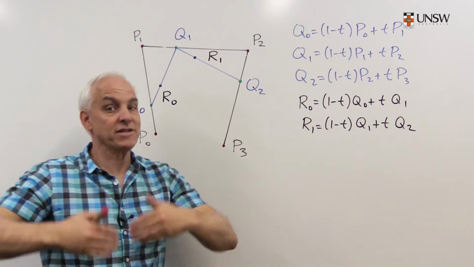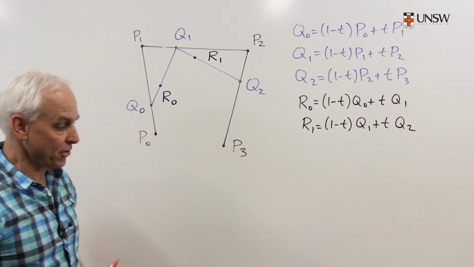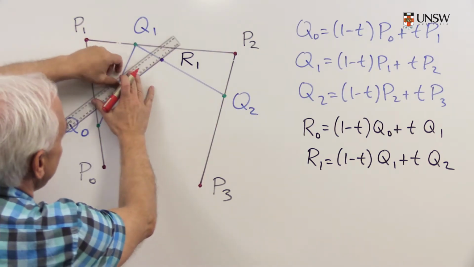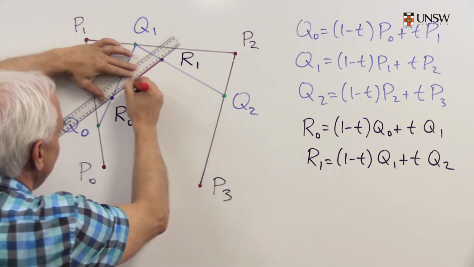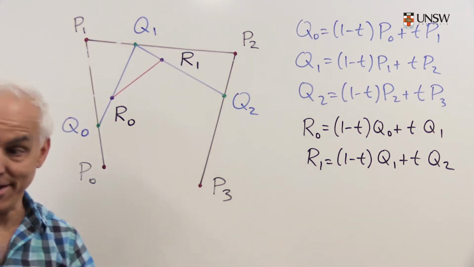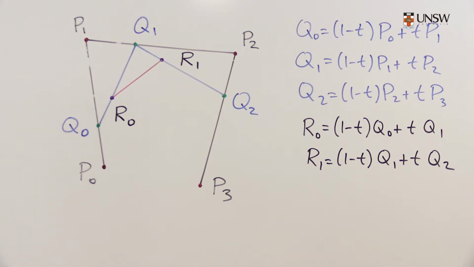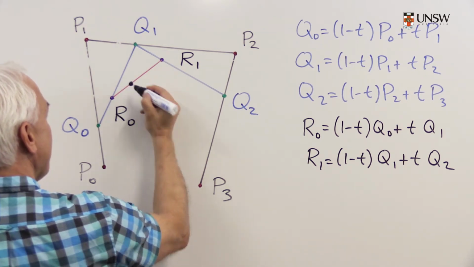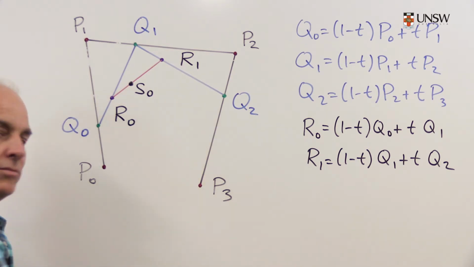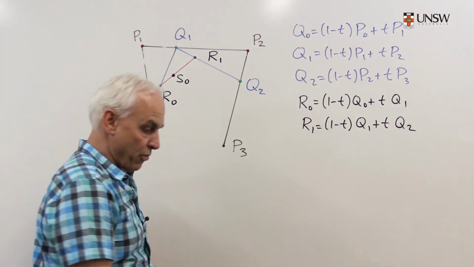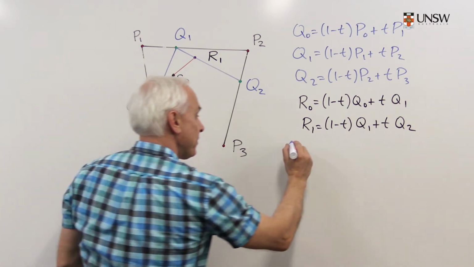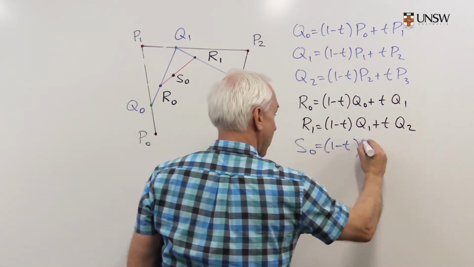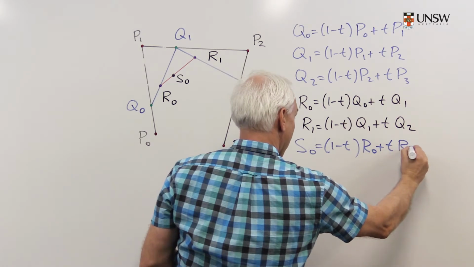All right, so now we have to go one step further from what we did last time, introduce another point. And we're going to do that by traversing the segment between the R points. There's another kind of segment. And on that segment, we're going to put a new point, which is also, say, a third of the way along. And let's call that S0. All right. So the new point that we're introducing, S0, is (1 minus T)R0 plus TR1.